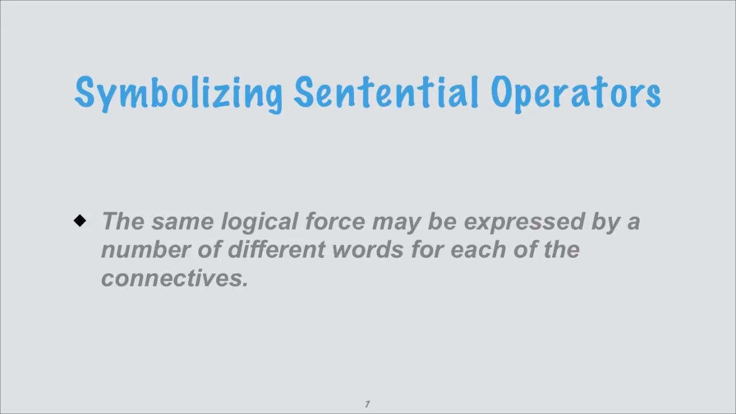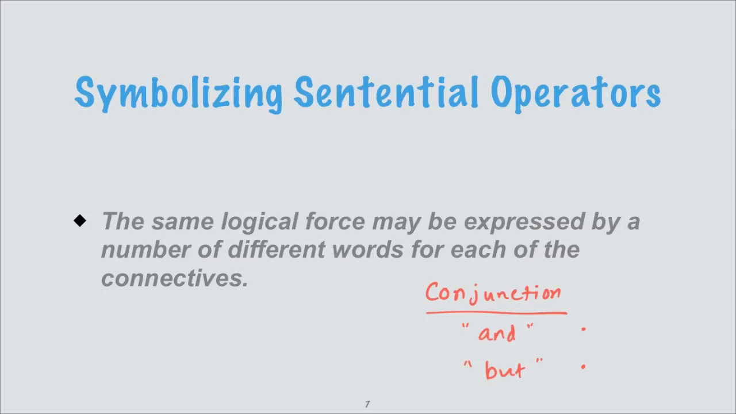Now, in symbolizing sentential operators, the same logical force may be expressed by a number of different words for each of the connectives. I've already pointed out one. When we have a conjunction, for example, the conjunction actually has several different words that can represent it. We normally think of and as a conjunction, but it turns out but is also the same thing, logically speaking. So and or but are interchangeable when we're speaking about the logical force of the connectives. Both of these would be represented by the dot.